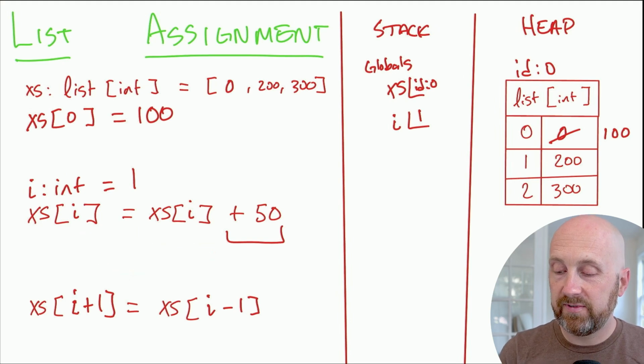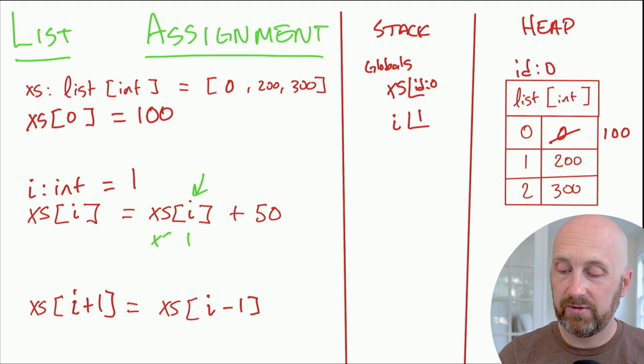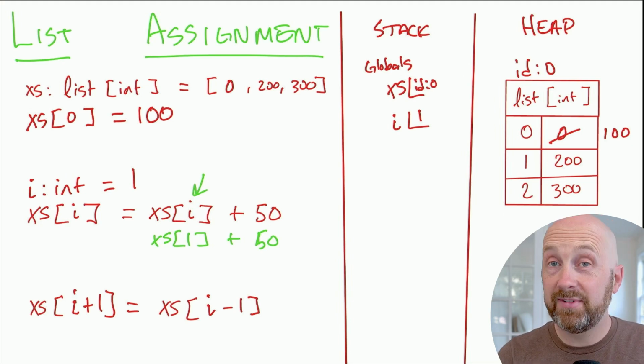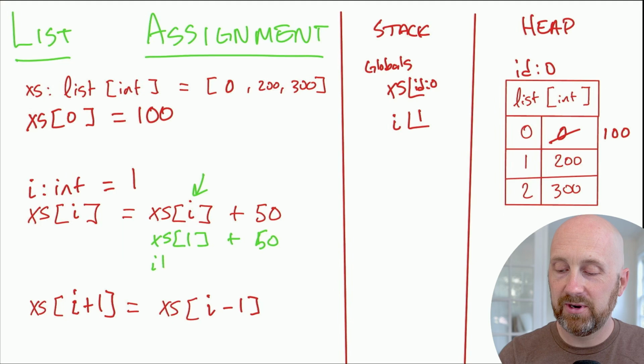So let's follow this out slowly, and I'm going to use green to indicate what our steps are. So first thing we've got to do is evaluate what is i. We look in our current frame, i is 1. So this simplifies to xs index 1 plus 50. And again, if we look at what is xs index 1, if we wanted to be very pedantic here, we could say, okay, we know we're talking about ID 0 on the heap, index 1. So index 1 of ID 0 is a value of 200, plus 50, of course, is 250.